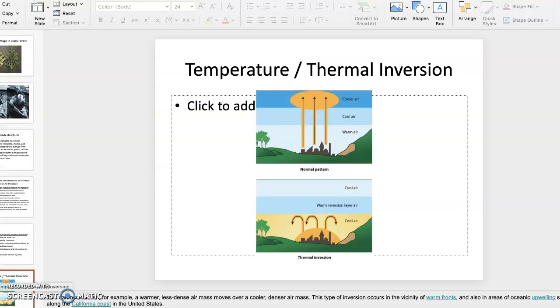So you need to stop this video and draw what a thermal inversion is. Remember, this is very important to know. This is where warm air will basically blanket a cold air layer, and it'll trap the pollutants in there.